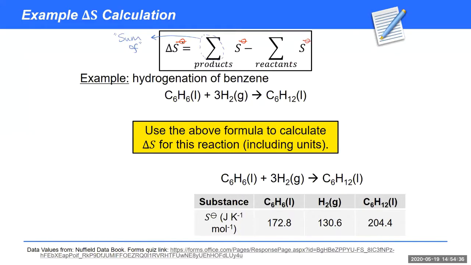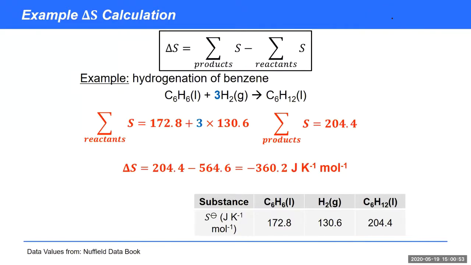And I've just put the Plimsoll symbol there to show I'm dealing with standard entropies. It would work under non-standard conditions as long as you chose the same non-standard conditions for all of your entropies. So the standard entropy change is the sum over the products' entropies minus the sum over the reactants' entropies. So here is an example to get you to grips with that formula. So here is the worked answer.